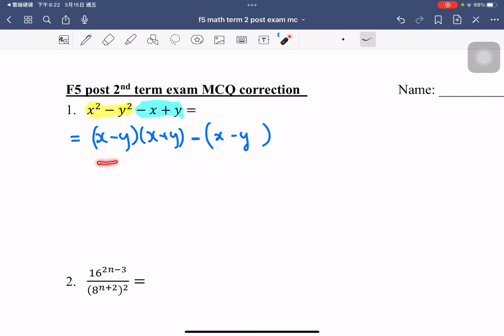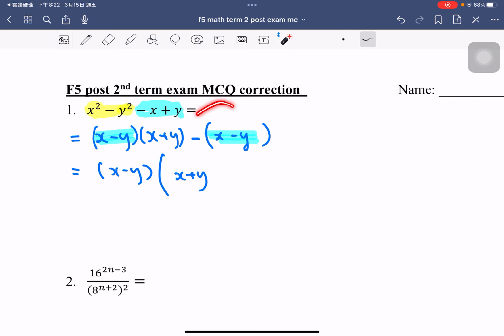So let's look at this part. From the left part and the right part, they have the same thing, which is x minus y, isn't it? So now we can take out the x minus y. This is going to give you x minus y, and then you give another bracket. The x minus y on the left-hand side is being taken out, so what we have left is x plus y.